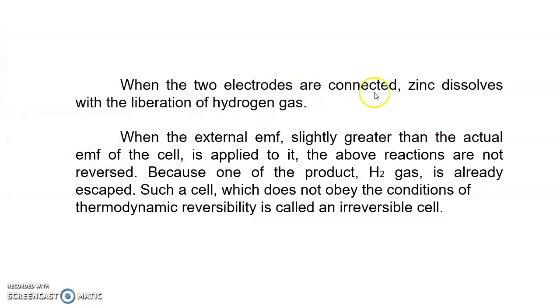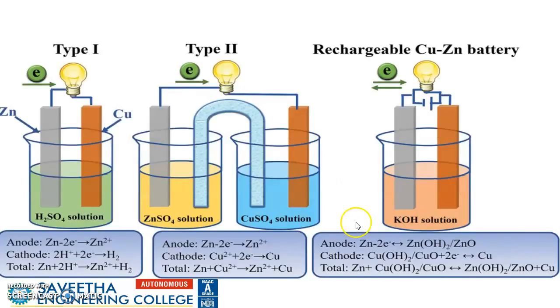So when the two electrodes are connected, zinc dissolves with the liberation of hydrogen gas. When an external EMF slightly greater than the actual EMF of the cell is applied, the above reactions are not reversed because one of the products, hydrogen gas, has already escaped. Such a cell, which does not obey the conditions of thermodynamic reversibility, is called an irreversible cell.